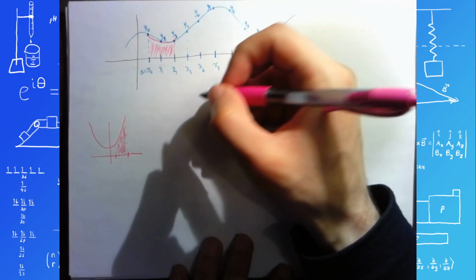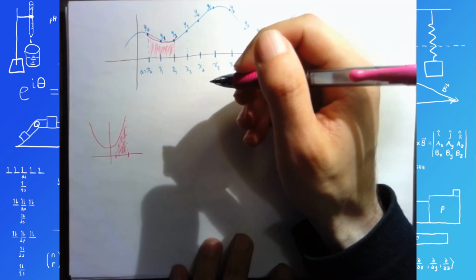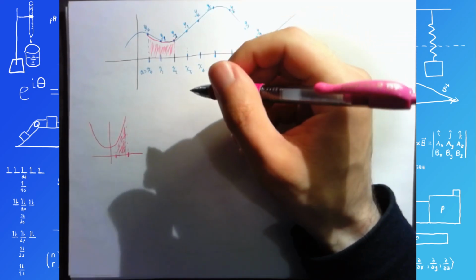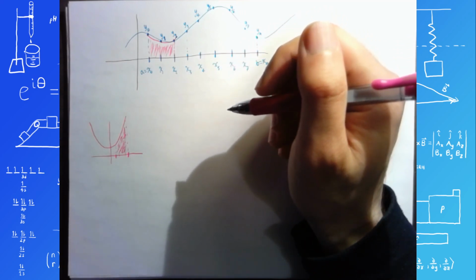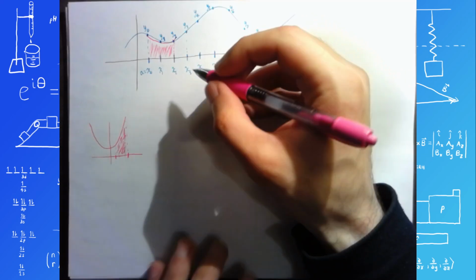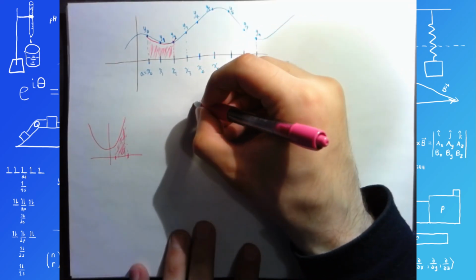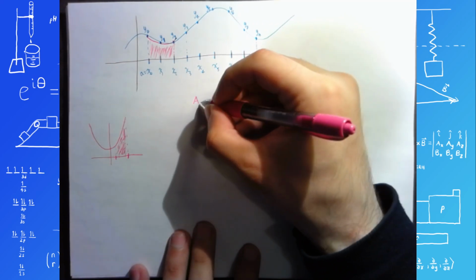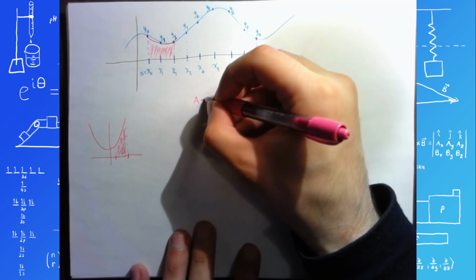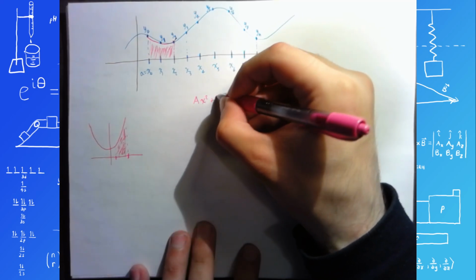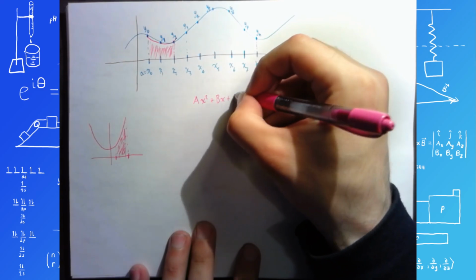So let's go ahead and try and get an equation for this curve. This curve is going to have an equation of the form ax squared plus bx plus c.